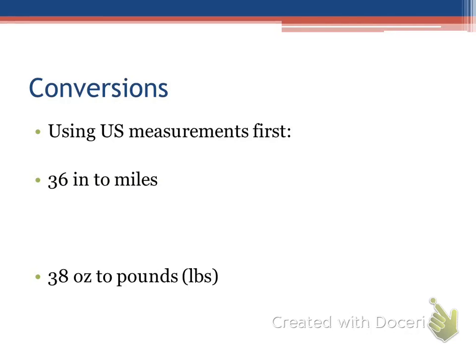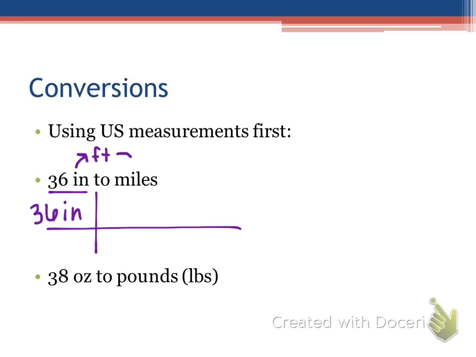So this is how a T-chart system works. You start by writing what you know. I know I have 36 inches. So we write 36 inches, and then we draw our T. To go from inches to miles, what do you think the sequence needs to be? Inches to feet, and then feet to miles, right? We don't have to go to yards in between. We don't have to do any of that stuff.